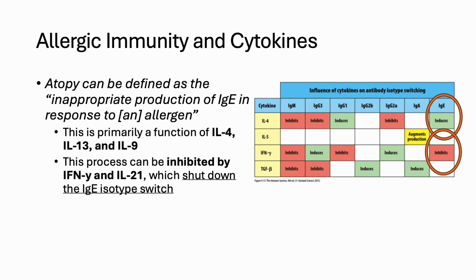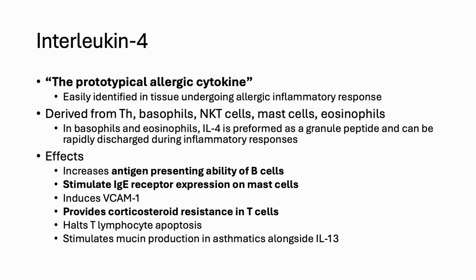Now we're fortunate that things such as interferon gamma and IL-21 can shut down this IgE isotype switching. So again, there's a balance between the cytokines that are in our body. So let's get into some of them a little bit more in depth. The text I was reading described IL-4 as the prototypical allergic cytokine. I think that's pretty interesting. The reason they say that is because it's so easily identified in pretty much any tissue that's undergoing an allergic inflammatory response. So it's quite ubiquitous in allergic inflammation pathways.